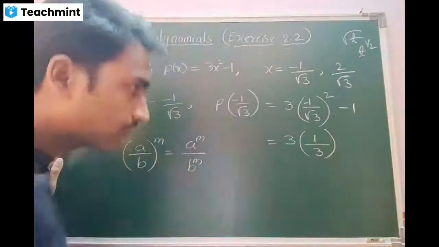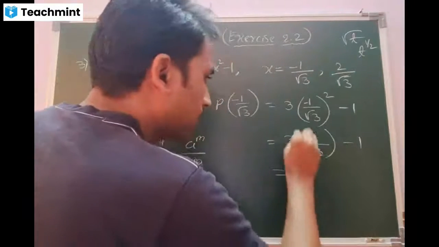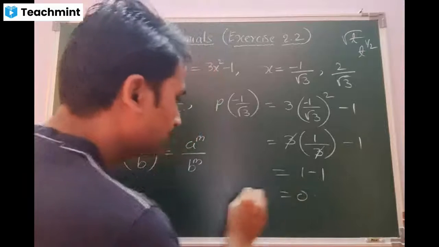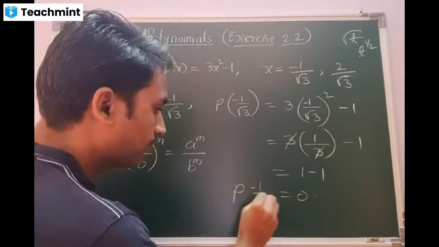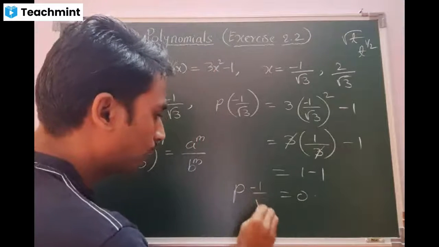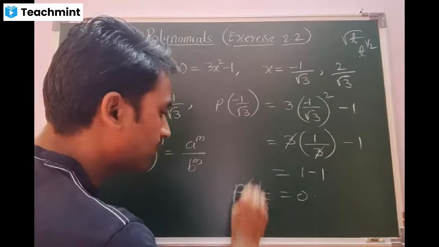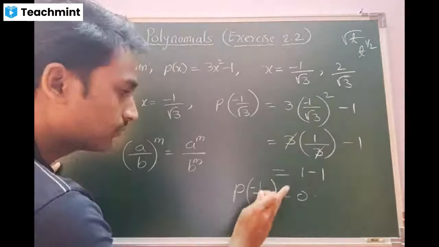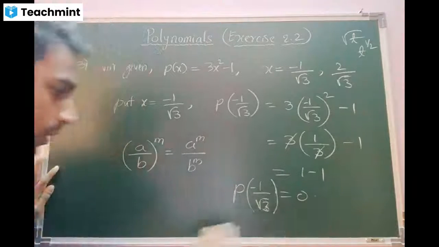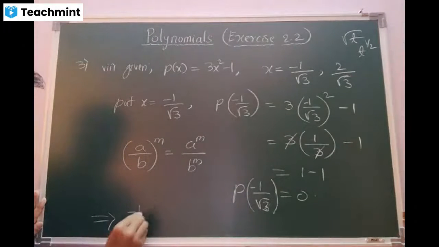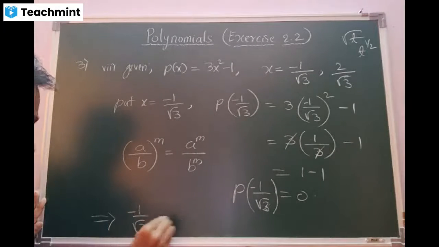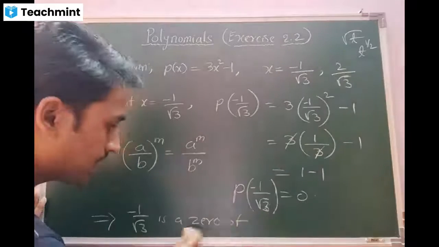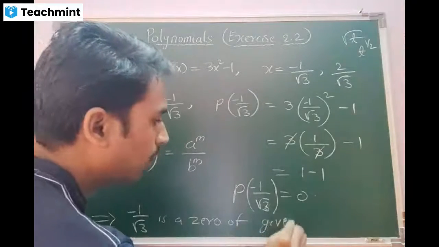Next, minus 1. 3 and 3 getting cancelled. 1 minus 1, what is the answer, beta? 0. So what should be the sentence? Minus 1 by root 3 is a zero of the given polynomial.